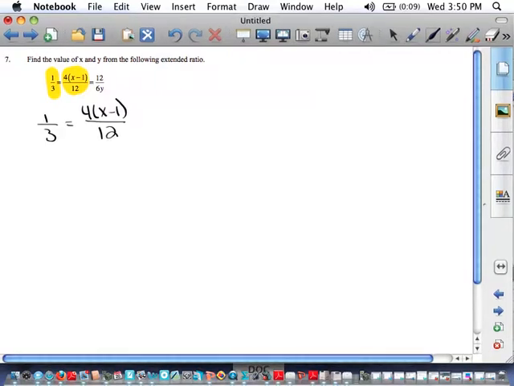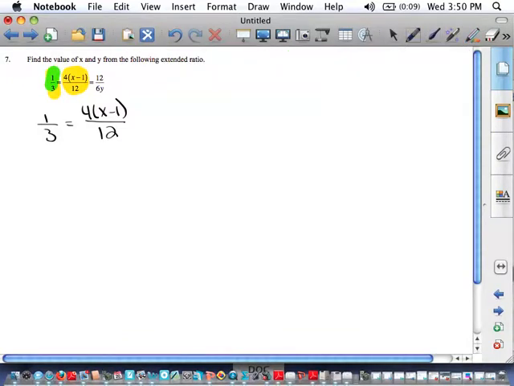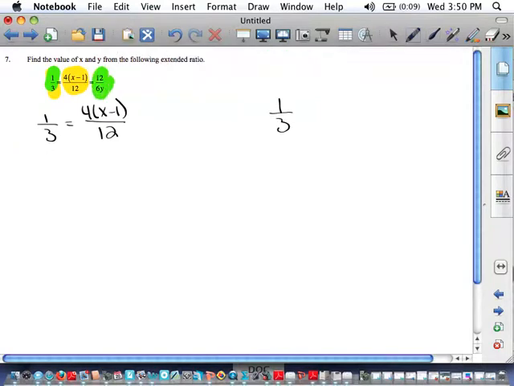Then for the second one, again, you're going to use that 1/3, and you're going to set that equal to the ratio with a y. So that's 12 over 6y. So I have 1/3 is equal to 4x minus 4 over 12.